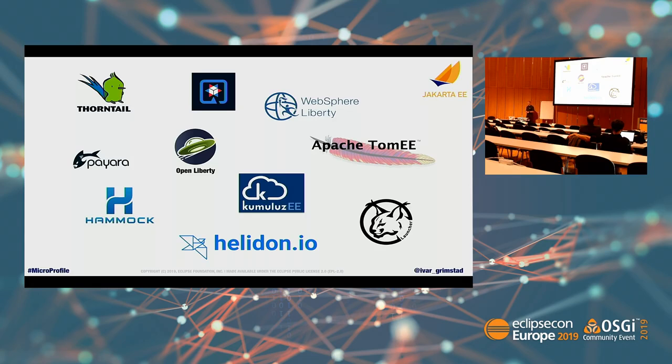So you have Thorntail from Red Hat and Quarkus from Red Hat, WebSphere Liberty and Open Liberty from IBM, Payara from Payara, Hammock is an open source project on GitHub, Thumbor is based on Jetty, Apache TomEE is from the Tomitribe, built on Tomcat, adds the enterprise support to that. Helidon from Oracle and Launcher from Fujitsu. And there are more out there, but these are some of the biggest vendors that implement the MicroProfile.